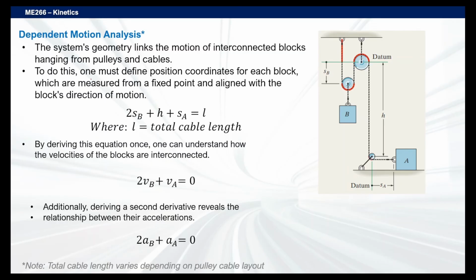So the system's geometry links the motion of interconnected blocks hanging from the pulleys and cables. To find the cord length here, one must define the position coordinates of each block, just like so. The displacement of point B against its datum line, and then of course the datum from one pulley to point A, are measured from a fixed point and aligned with the block's direction of motion, as represented as such.